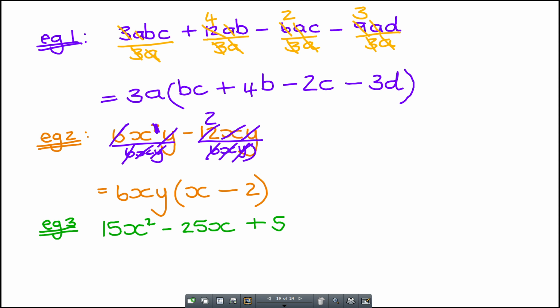Okay. Right. So common factor here will be 5. So I can't take out any unknowns because here I haven't even got an unknown. Okay. So if I take out 5, you would have 3x squared minus 5x plus 1. Who got that one? Good.